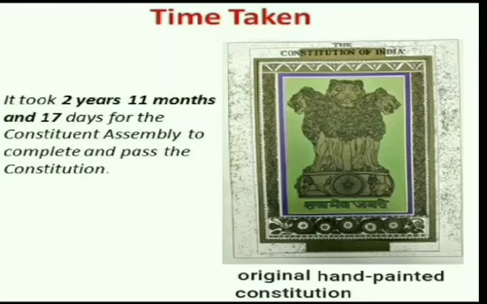Time taken. It took 2 years, 11 months and 17 days for the Constituent Assembly to complete and pass the Constitution. The Constitution consisted of 395 articles and 8 schedules.